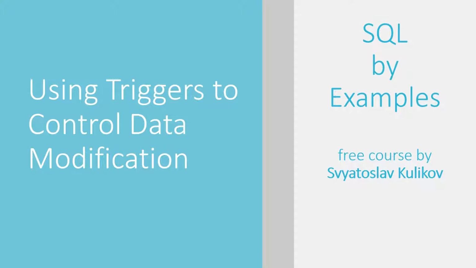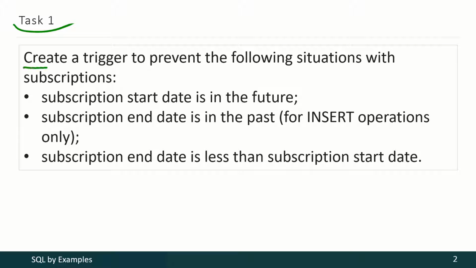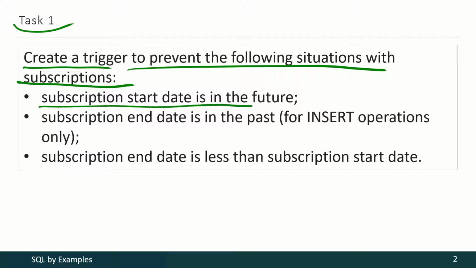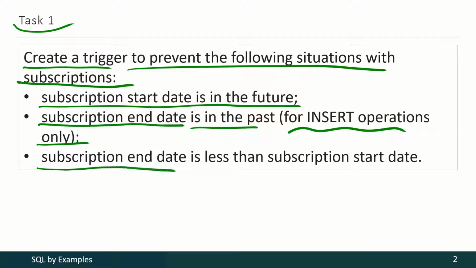In this video we shall discuss how to use triggers to control data modification. In the first task we have to create a trigger to prevent the following situations with subscriptions. So the operation should be aborted if subscription start date is in the future or subscription end date is in the past, that's for insert operations only, or subscription's end date is less than subscription start date.